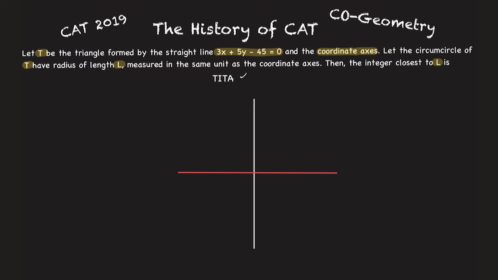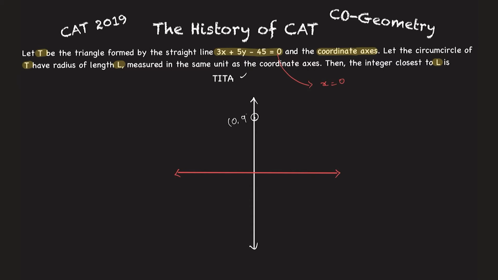So let's make it now. This is the x-axis and the y-axis. And we make a line which is 3x plus 5y equals 45. What will I get if I put x as 0 in this? 5y equals 45, so y equals 9. I get y equals 9 when I put x equals 0.